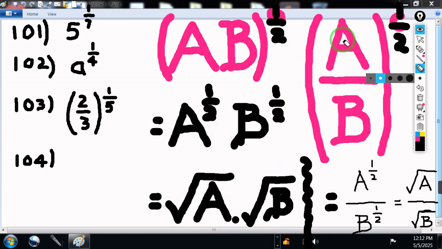Very good. So this is A over B, everything in brackets to the power of half, which is A to the power of half, which is root A, and then B to the power of half, which is root B. Very important. This is what I bypassed. Because I bypassed, I had to explain that sum just now.